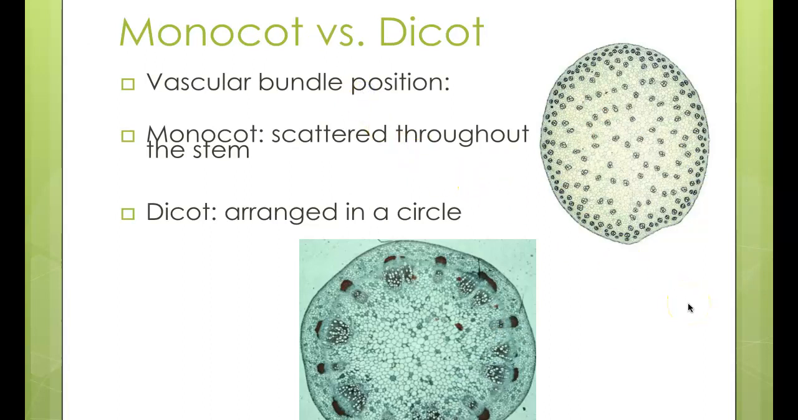Monocot versus dicot as far as the vascular bundle position. So monocots, they're scattered throughout the stem. Dicots are arranged in a single circle, so you can see how that vascular tissue looks. If you were to slice a chunk of the stem, it really affects how it absorbs nutrients. And keep in mind, absorbing water through the roots up through the stem to keep the plant alive.